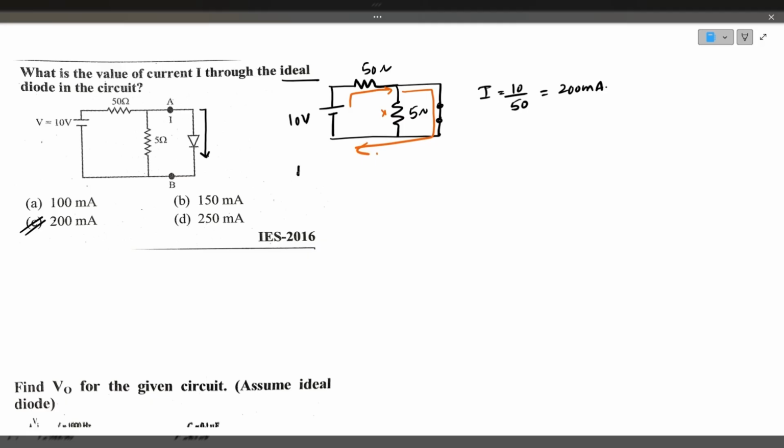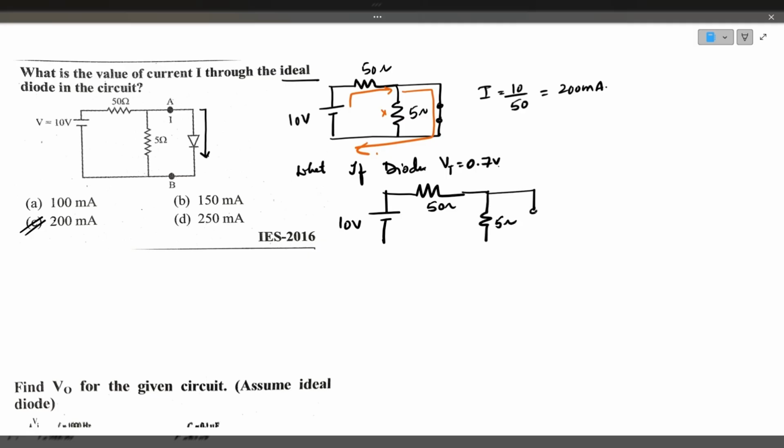My question is, what if the diode is practical, meaning the diode is not ideal, but has a voltage drop Vt equal to 0.7 volts? Let's solve the question again. This is 10 volts, this is 50 ohms, and this is 5 ohms. In this case, you have to remove this diode and find the voltage drop across it. You have to find the voltage drop here.